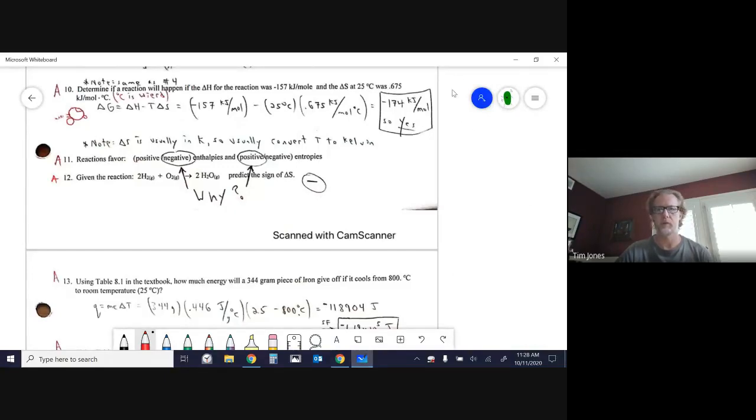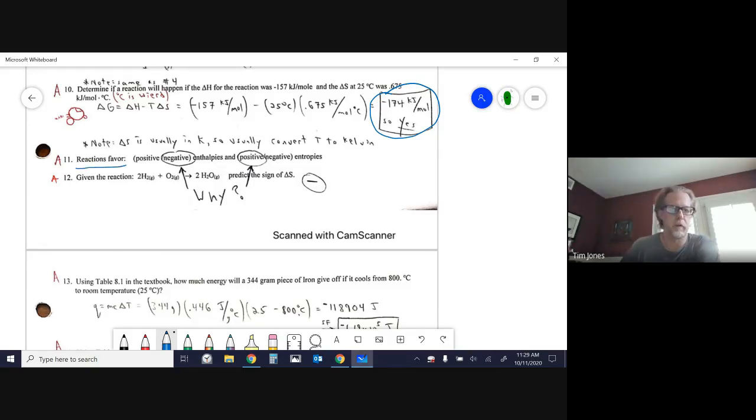Continuing with the Thermo review, this is part 2. We just did number 10 and found out that because this was a negative answer, it was going to be a reaction that will occur.